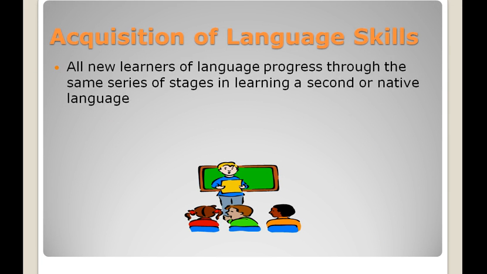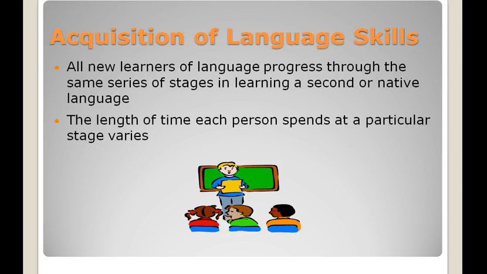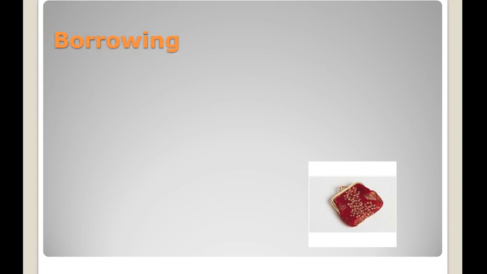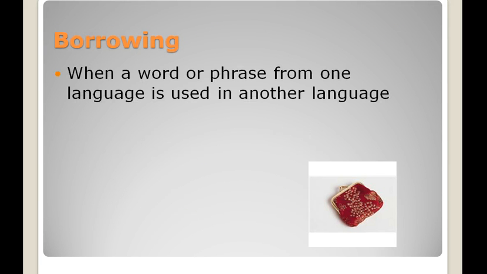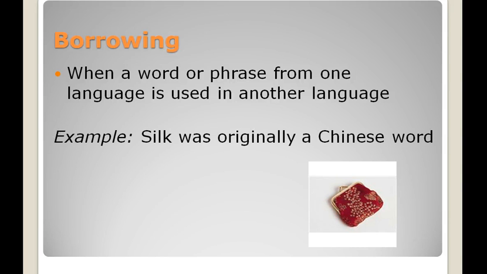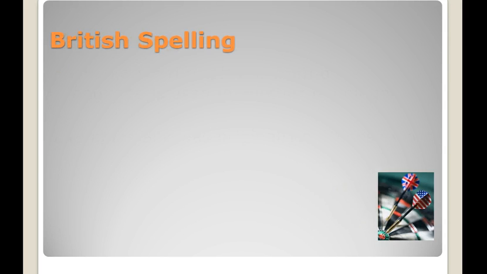Acquisition of language skills. All new learners of language progress through the same series of stages in learning a second or native language. The length of time each person spends at a particular stage varies. Borrowing. When a word or phrase from one language is used in another language. For example, silk was originally a Chinese word.